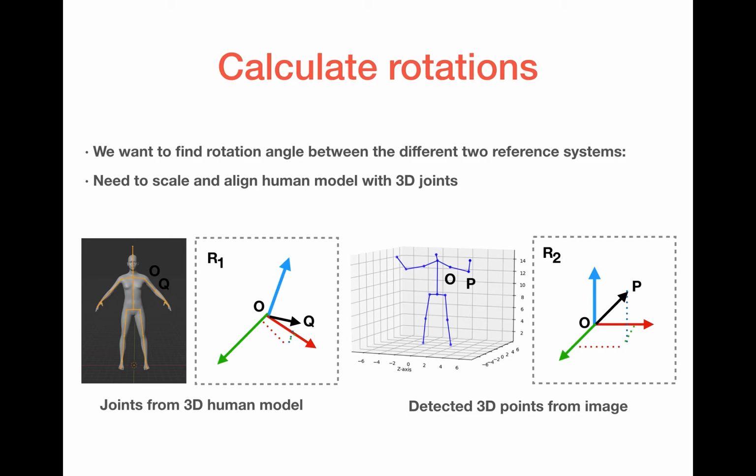Our 3D human model is expressed in the local coordinate system of the bones, so we have one reference system, and then we have our detected 3D points, which are expressed in the whole coordinate system. So how can we calculate the rotation and take into account these two reference systems?